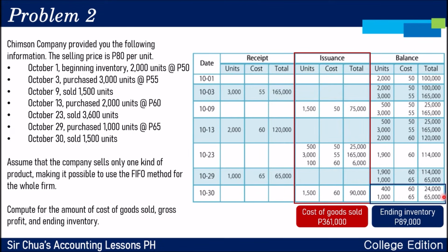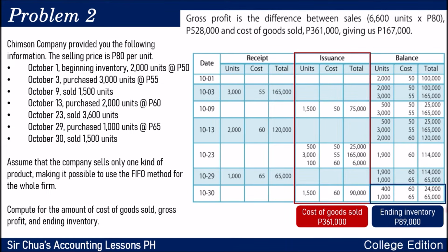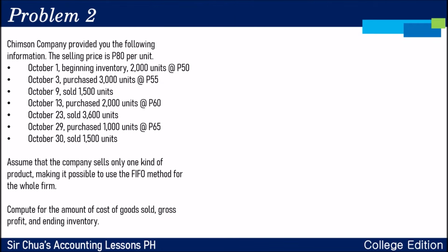How to compute for your gross profit? The gross profit is you multiply the amount of sales, which is ilan yung units na nabenta natin. 6,600. 1,500 plus 3,600 plus another 1,500. Multiply nyo po sa selling price na 80 pesos, the sales is 528,000. Less cost of goods sold na 361,000, ang atin pong gross profit, 167,000. Okay? Paano naman po ang FIFO kapag ka po periodic?